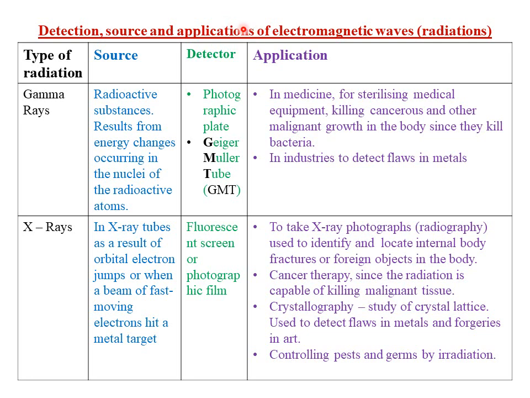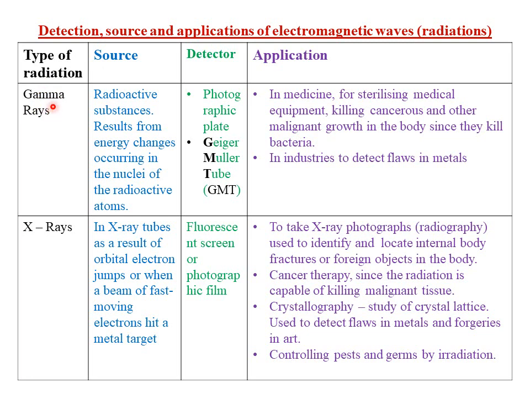So remember from our previous class, we did discuss electromagnetic waves. We also gave examples of electromagnetic waves and also looked at what we call an electromagnetic spectrum. So today we are looking at detection, source, and application of electromagnetic waves or electromagnetic radiations in real life situations. So we are going to start with the gamma rays.